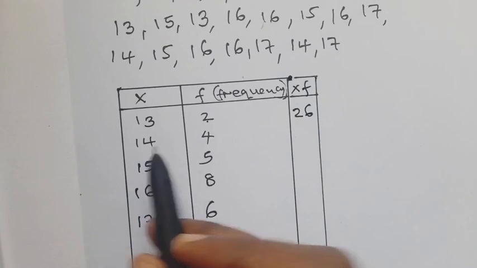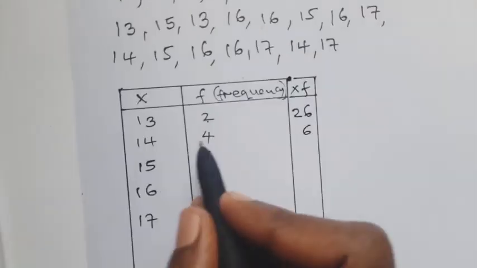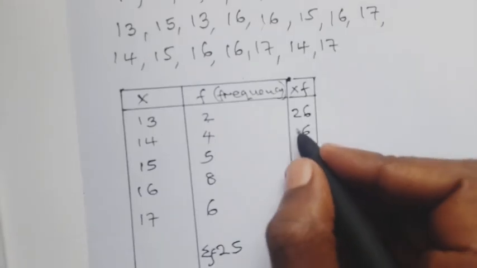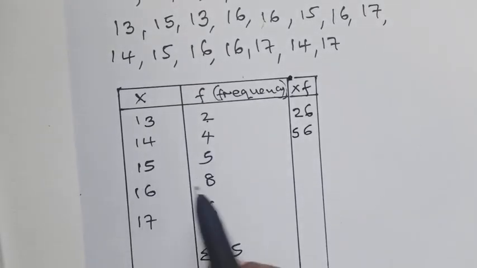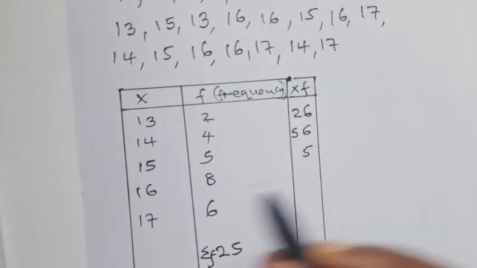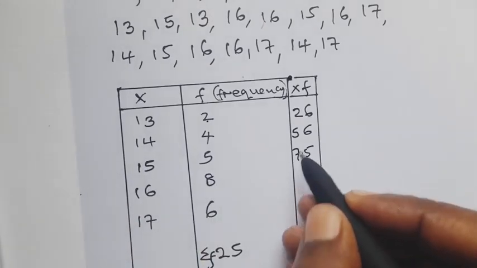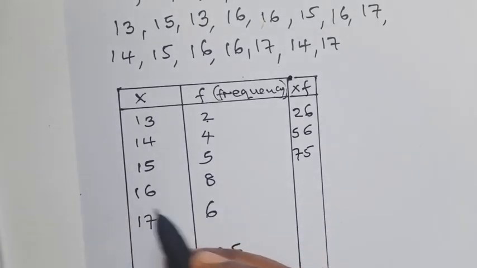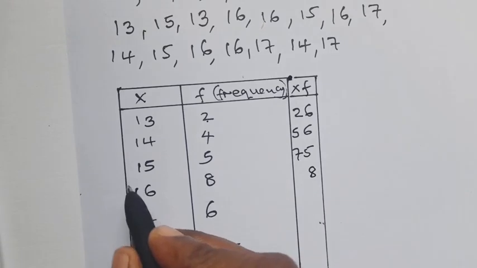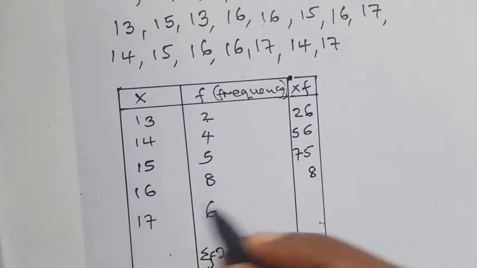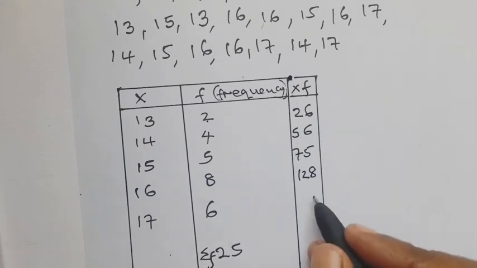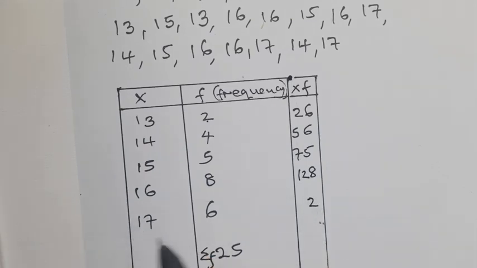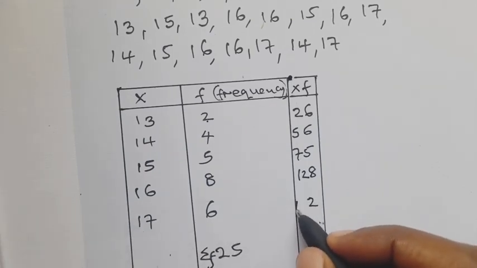Next, 14 times 4 is 56. And 15 times 5 is 75. 8 times 16 is 128. And 6 times 17 is 102.